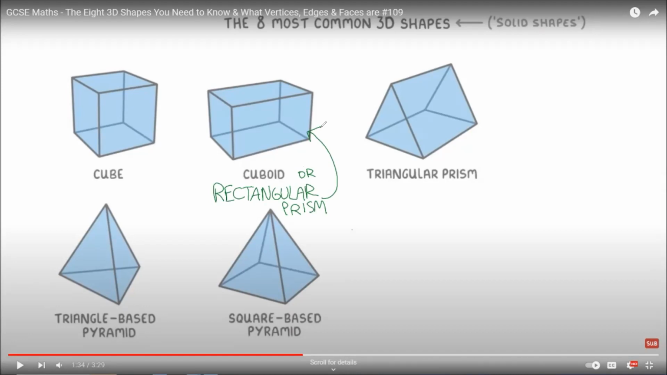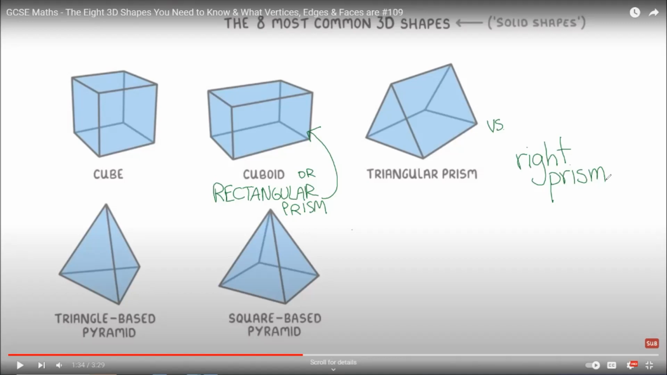And then I think as well, on the GED formula sheet, they have something called a right prism. Any thoughts on what a right prism is versus a rectangular or triangular prism?